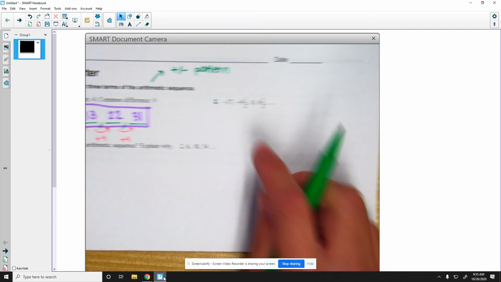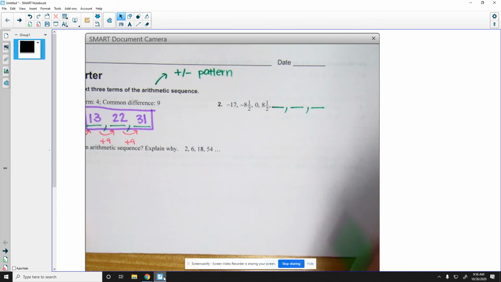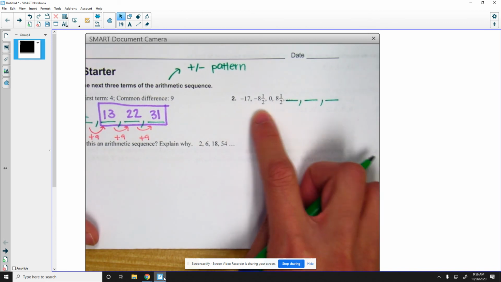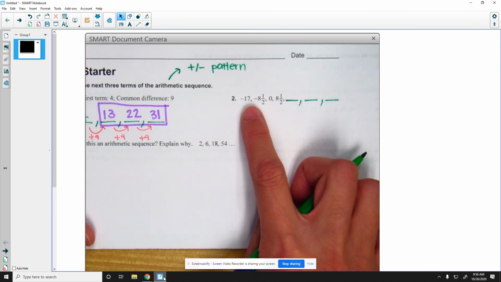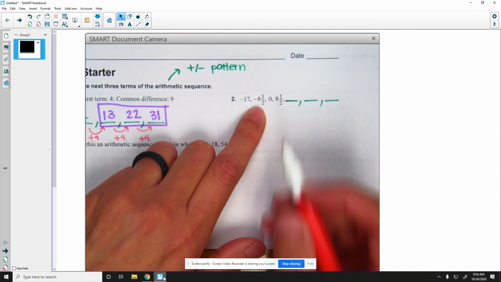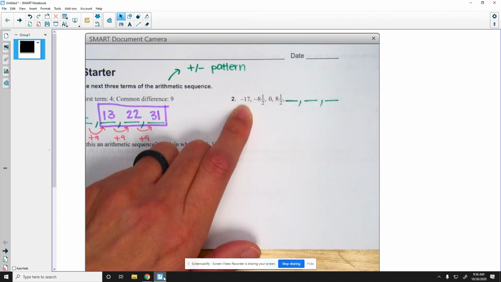Okay, so for this one, they give me the numbers. I have to figure out what the next 3 are, but they don't tell me how much I'm adding or subtracting by. So does anyone think they can figure out then? What do I need to do to figure out how much I'm adding or subtracting by? Garrett? Subtract the first number or the second number by the first number. Okay, so you're taking the second number and subtracting it by the first number.